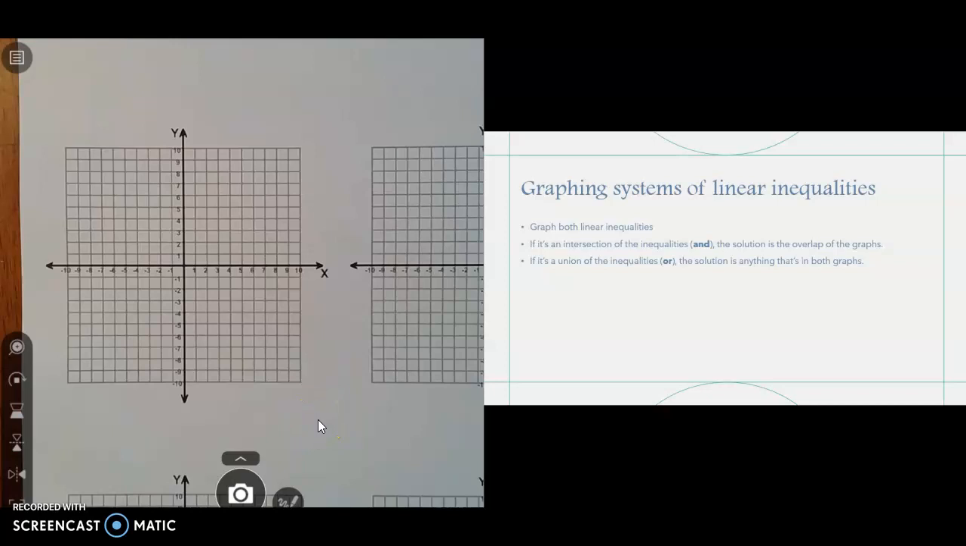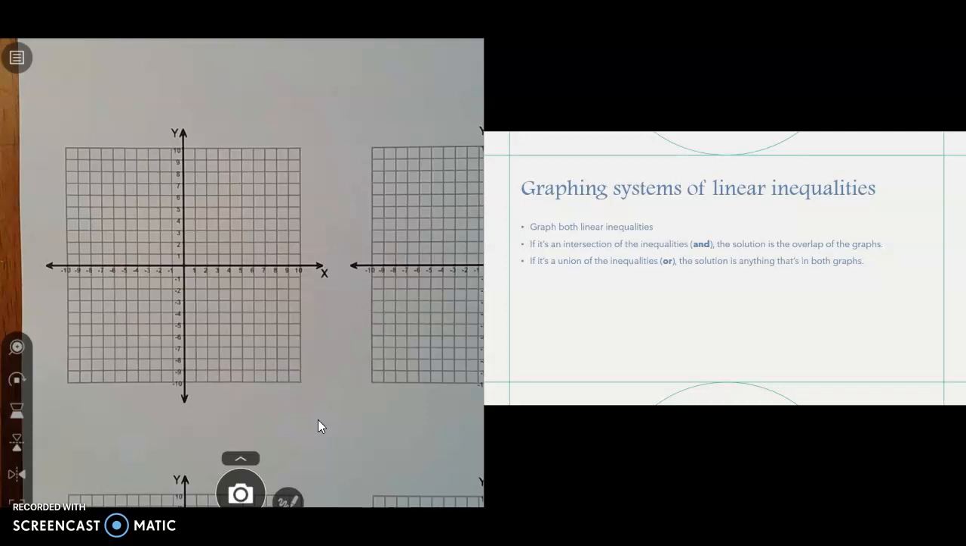We just finished graphing linear inequalities with two variables. The next thing we're going to do is graph systems of linear inequalities with two variables. So when you have a system, that just means that there's more than one of them, and they're going to be joined with either an and or an or. So we have intersections and unions.